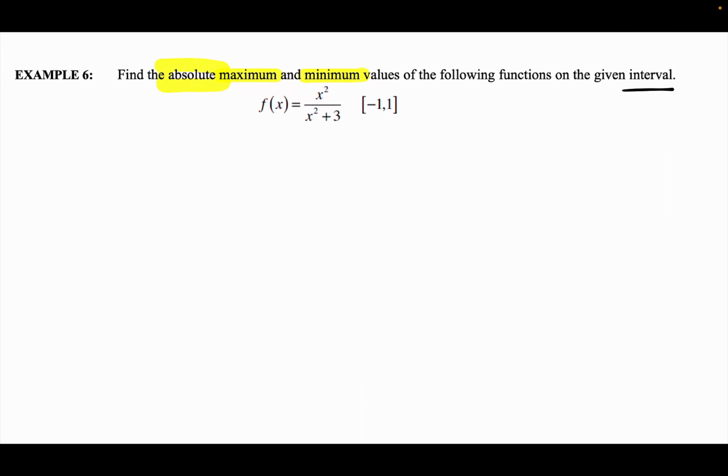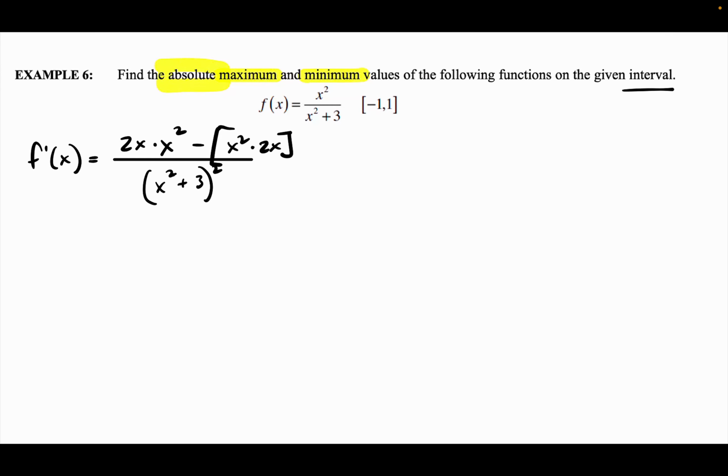First thing was find the derivative, right? Find the first derivative. Well, it's a division problem, so we have to do the quotient rule. So low squared. So low times the derivative of the high minus the high times the derivative of the low. Okay. So I've got to distribute here and multiply.